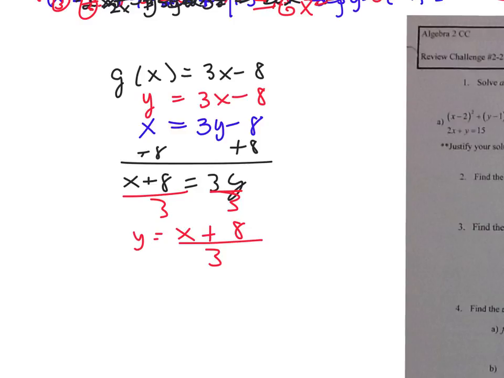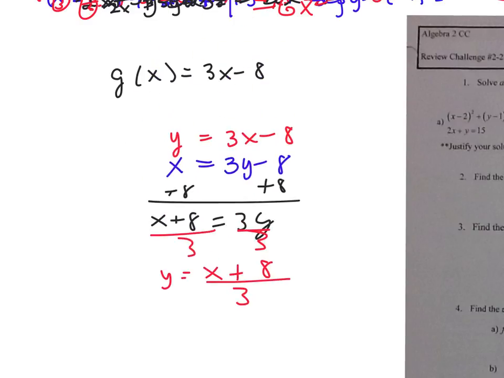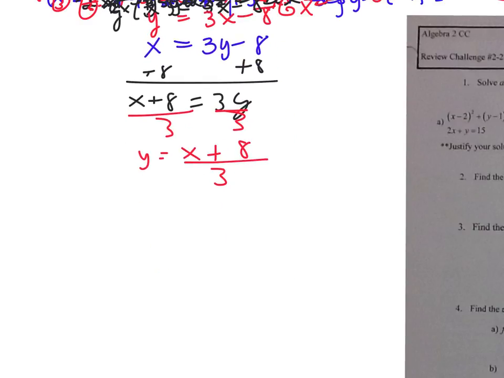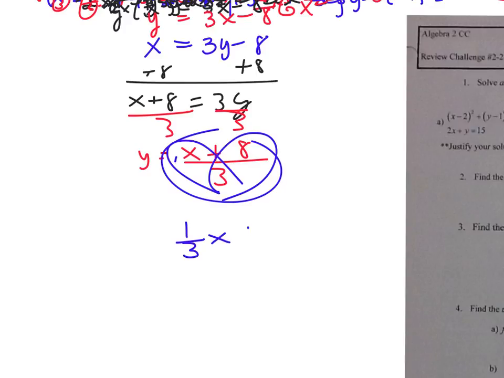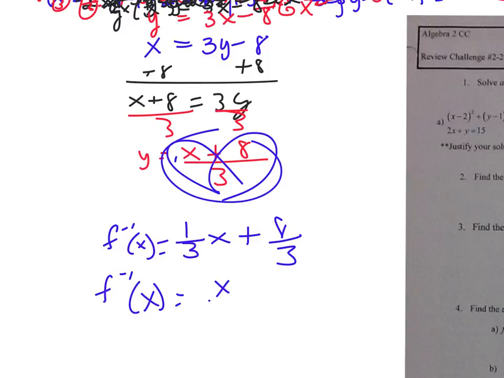So this can also be written as, remember we always talked about other ways to write a solution, this could also be written as just splitting this up, the 3 underneath both. And remember there's really a 1 in front, so it's 1/3 x plus 8 over 3, and that would be the inverse of g of x. Or it could be written as x over 3 plus 8 over 3. Those are all the same thing, because remember there's really a 1 in front. Okay, so let's move on to number 4.